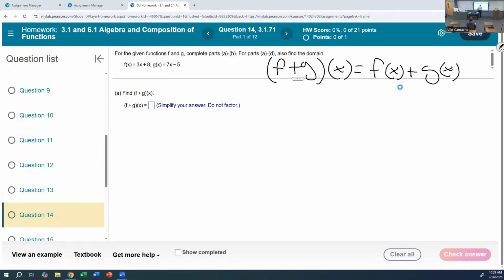This question has a lot of steps to it. It's what we call a multi-part question. It has A, B, C, D, and each one is an equation.